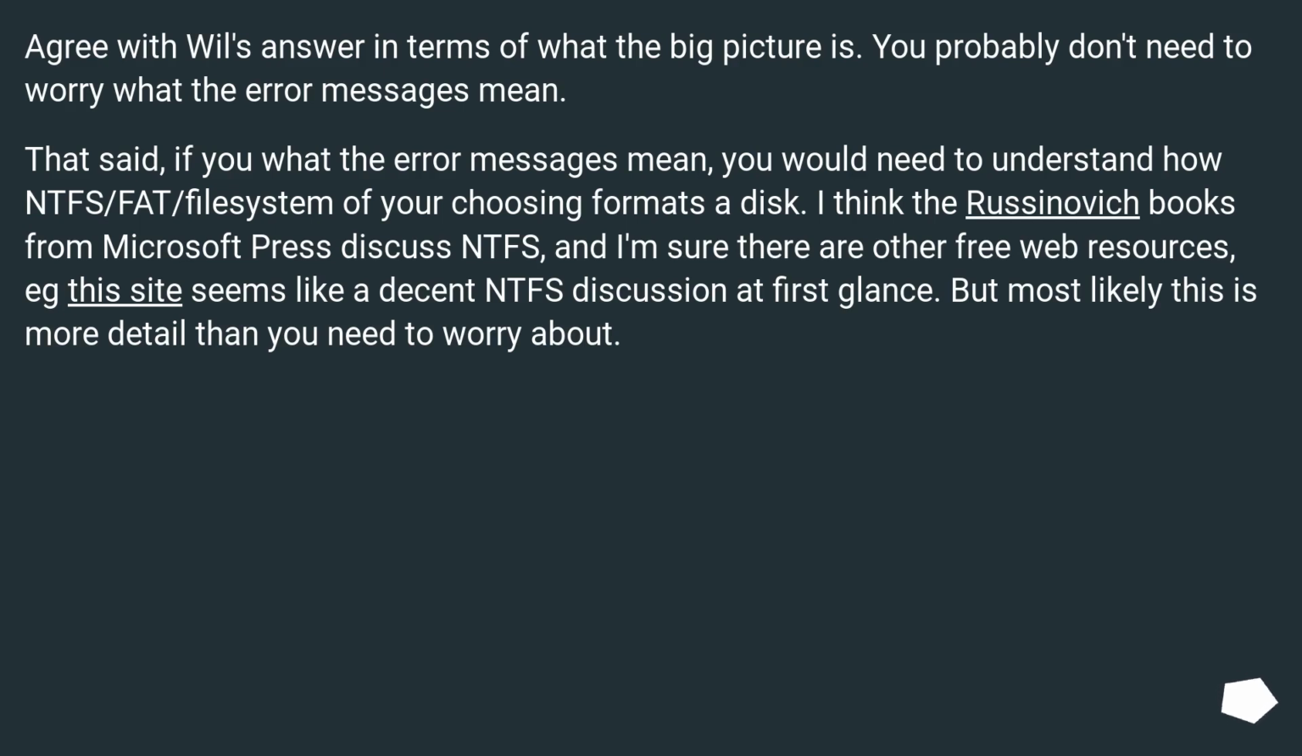Agree with Will's answer in terms of what the big picture is. You probably don't need to worry what the error messages mean. That said, if you want to know what the error messages mean, you would need to understand how NTFS/FAT/file system of your choosing formats a disk. I think the Russinovich books from Microsoft Press discuss NTFS, and I'm sure there are other free web resources, e.g. this site seems like a decent NTFS discussion at first glance. But most likely this is more detail than you need to worry about.